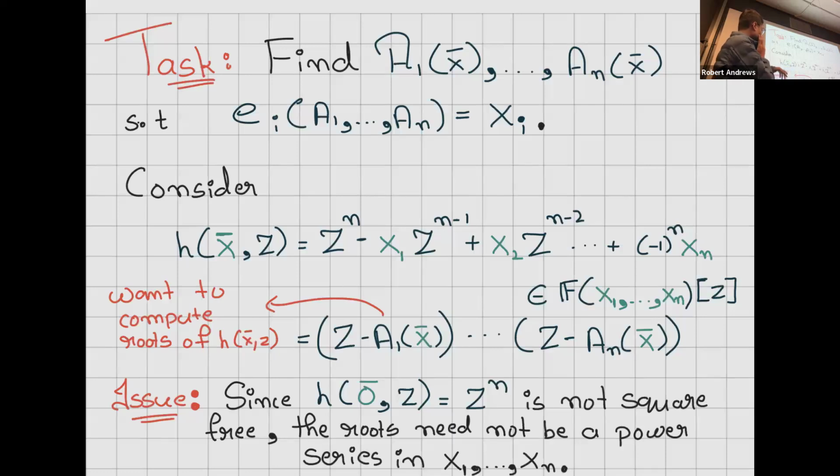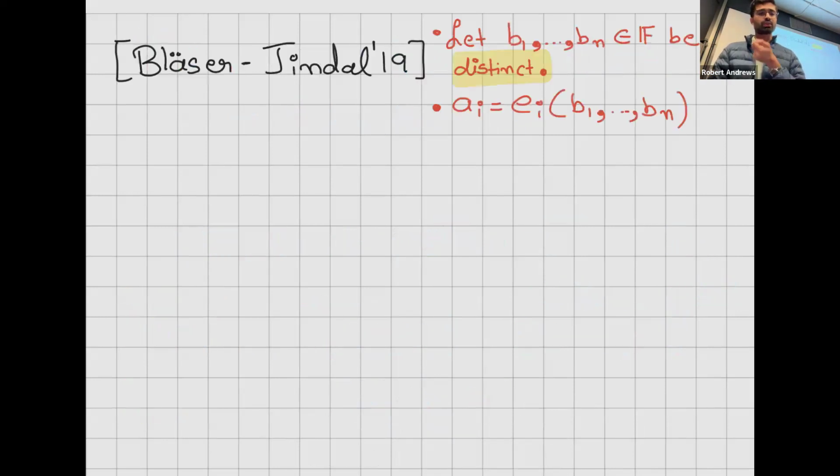I would like them to be power series in x's because I can use some known techniques to extract them. Right now, it's not a nice equation to work with. I hope that's a good enough justification. So what Blaser et al. do is they work with a perturbation of this polynomial to make this idea work.